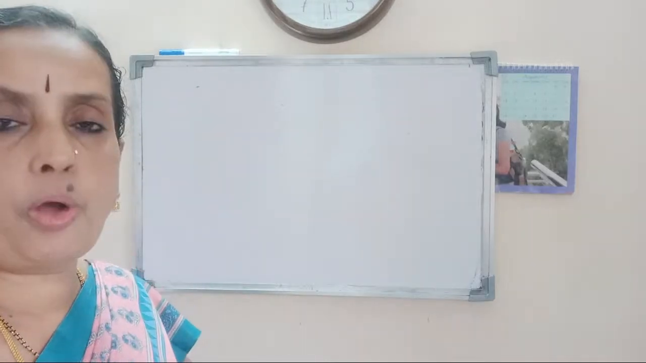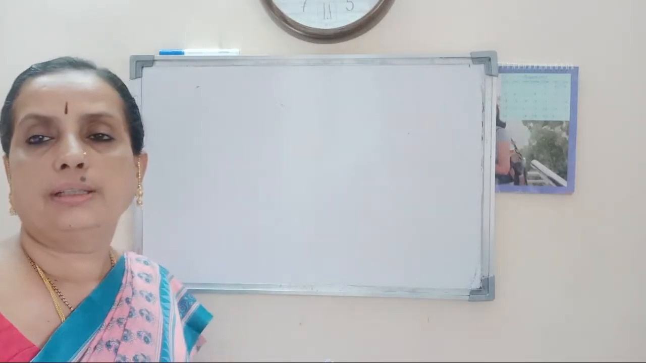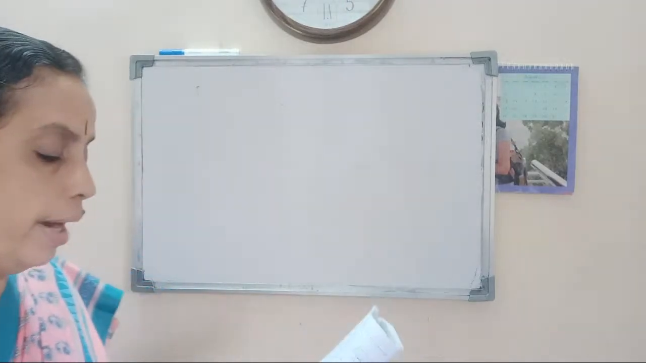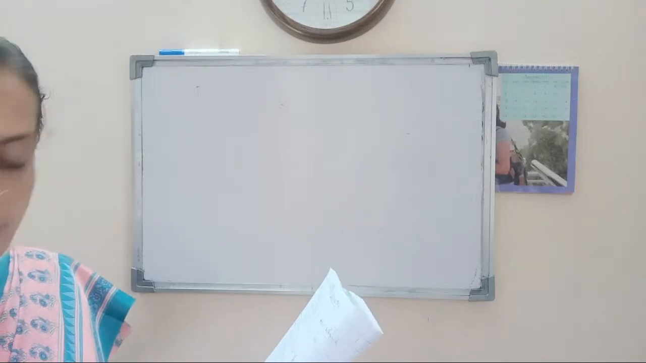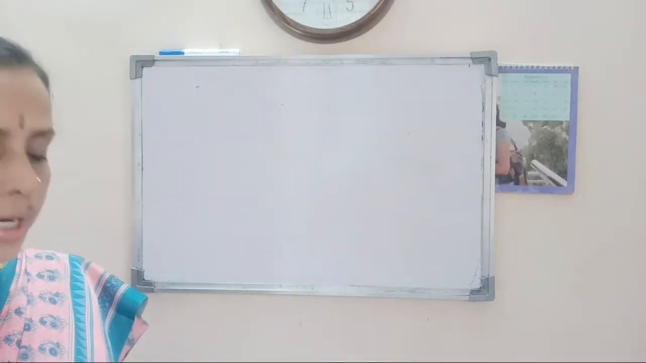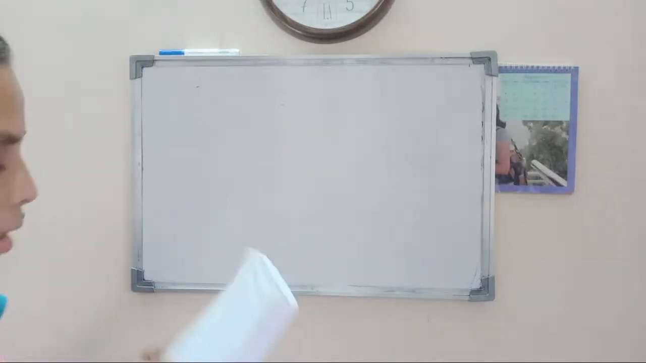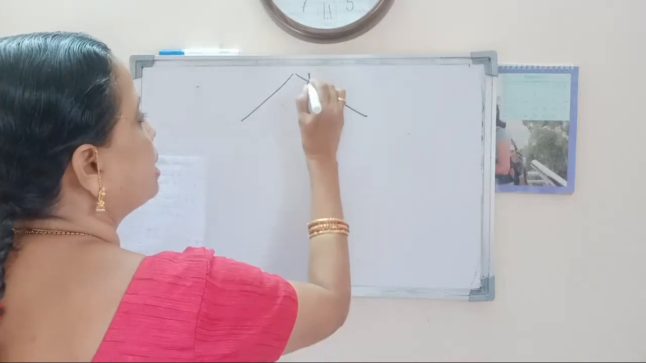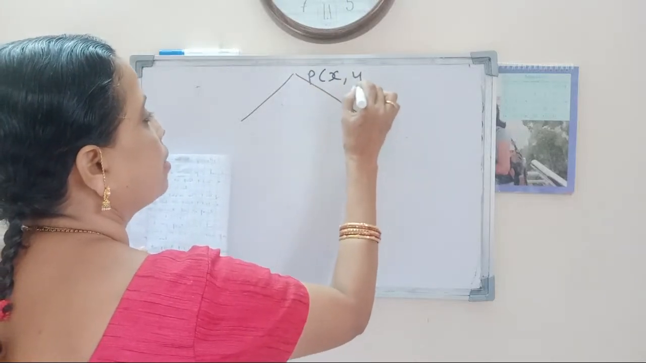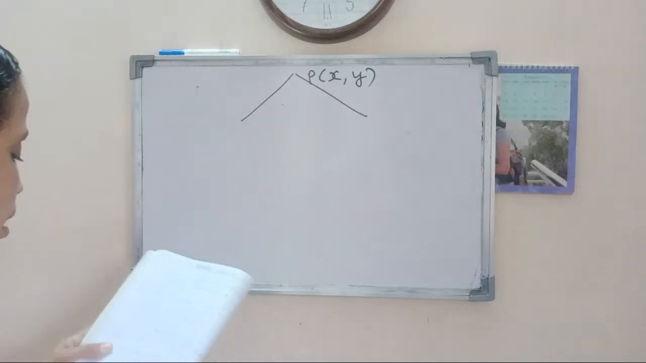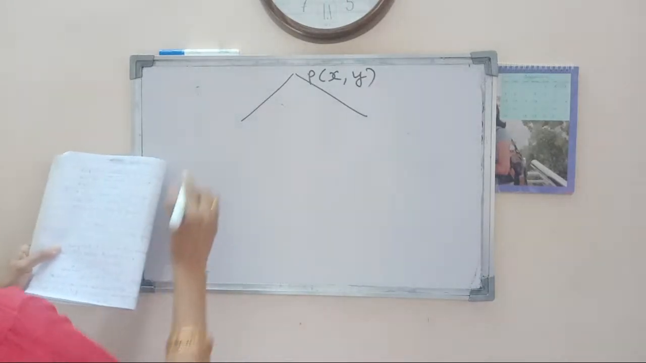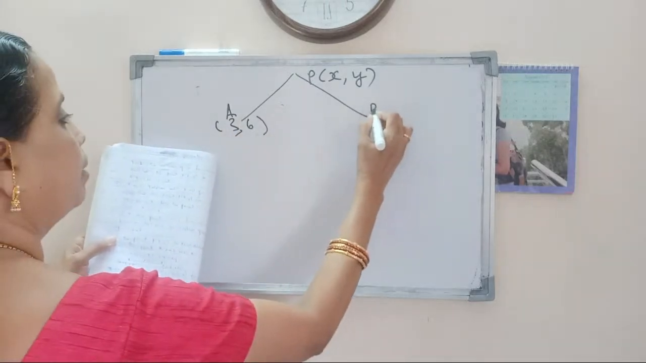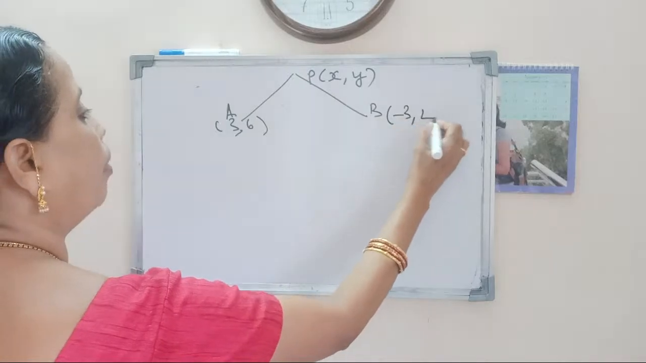Like yesterday's problem, here you have to find the relation in terms of x and y. Find the relation between x and y such that the point P (x, y) is equidistant from the points (3, 6) and (-3, 4).